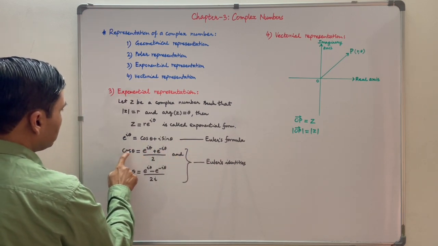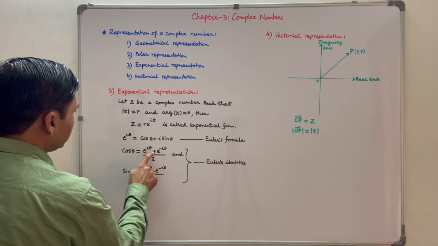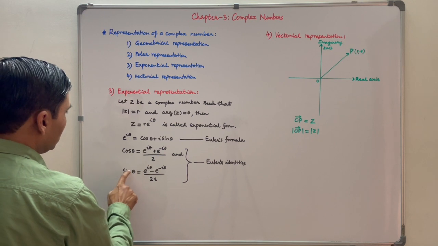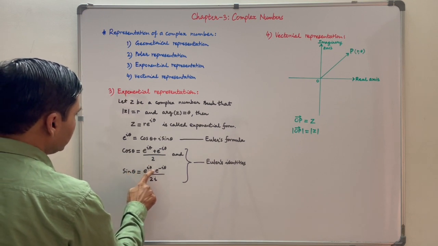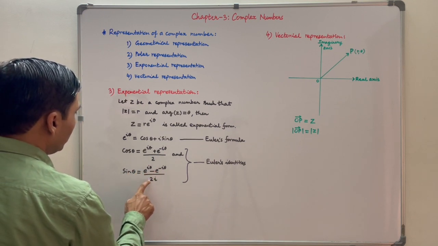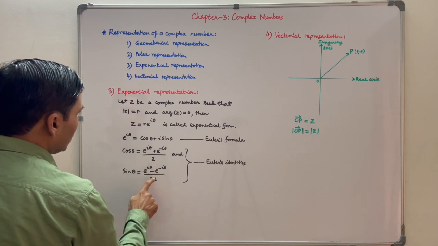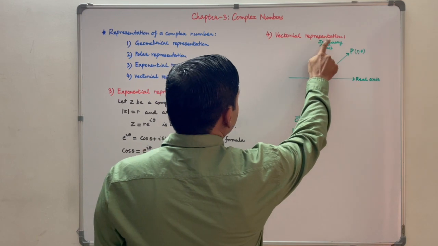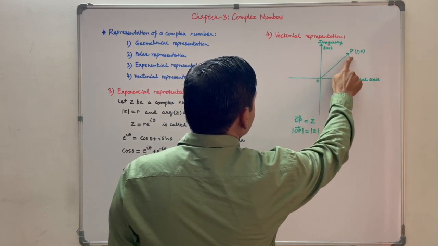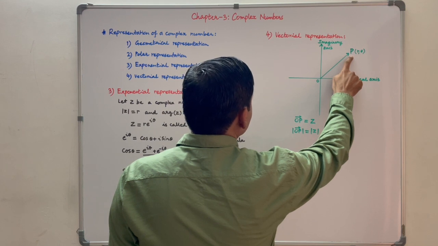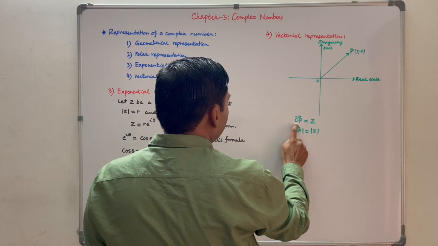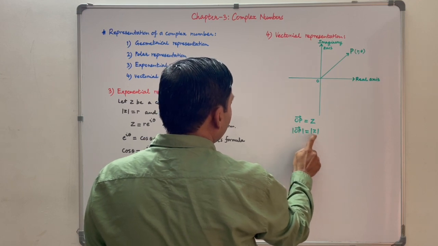Also, cos theta is equal to e to power i theta plus e to power minus i theta upon 2, and sin theta is equal to e to power i theta minus e to power minus i theta upon 2i. These two are known as Euler's identities. Fourth one, vectorial representation. Suppose P is a point in complex plane that represents complex number z. So z can be represented by vector OP. Mod of vector OP is equal to mod z.